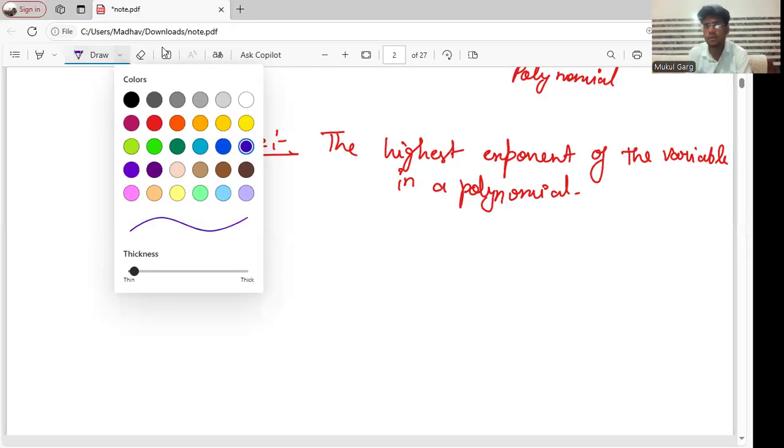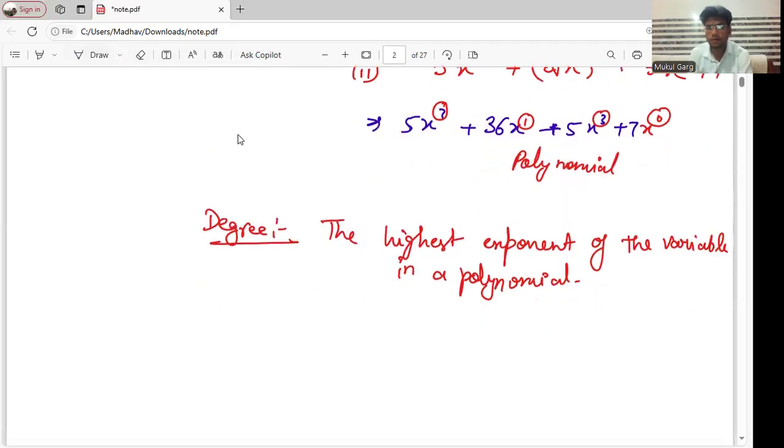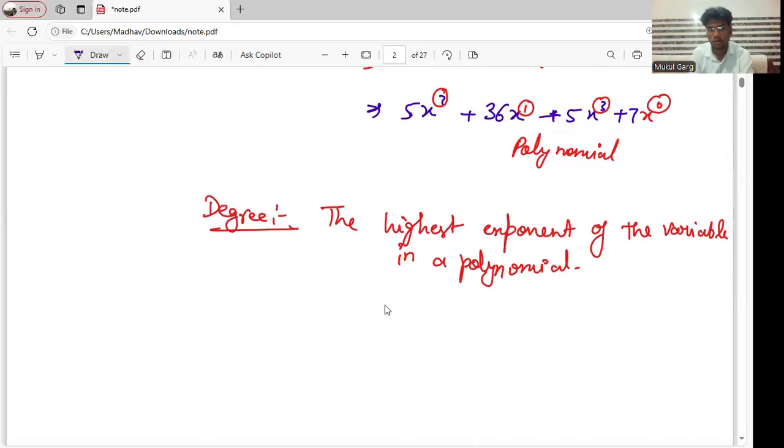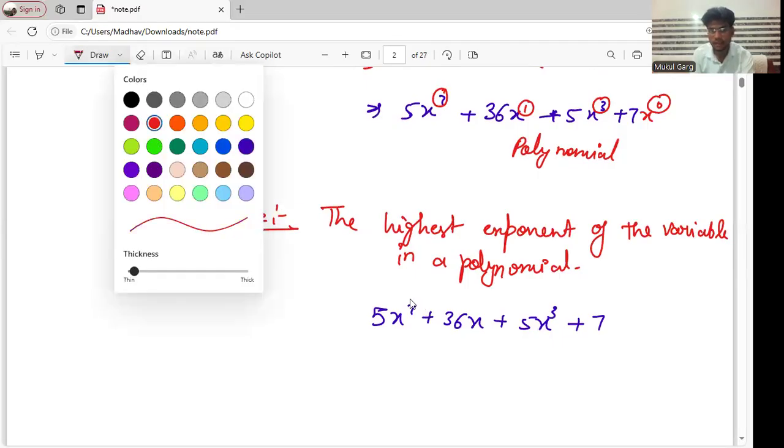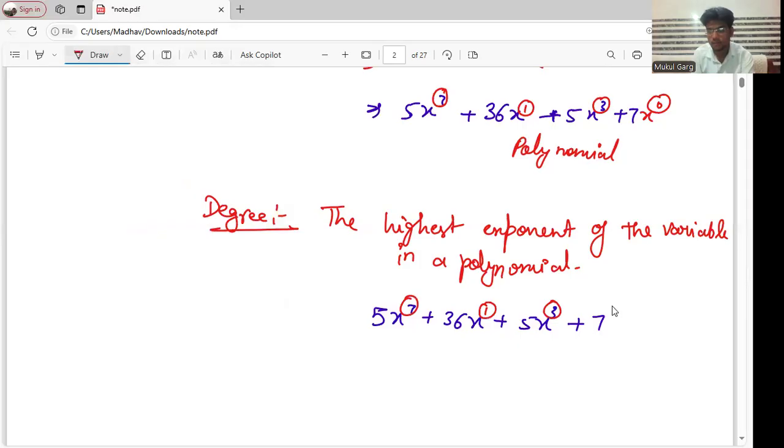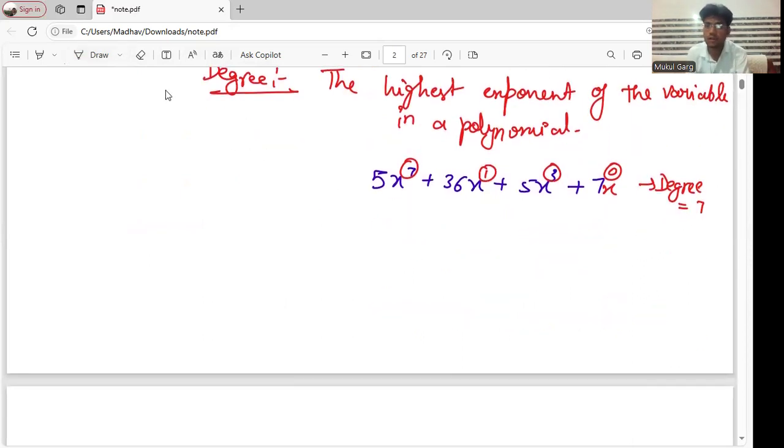See, I'm writing down. Okay, let's take the previous example. 5x to the raised power 7 plus 36x plus 5x cube plus 7. Now, if you just check here, let me write down all the exponents. First, in the first term, the exponent is 7. Second term में 1 है. Third term में 3. और यहाँ पर 0. X to the raised power 0. So obviously 7, 1, 3 और 0 में सबसे बड़ा क्या है? 7 है. So the degree of this polynomial is 7. आपको highest power check करनी है. 7 is the degree of this polynomial. That's how you will check it.